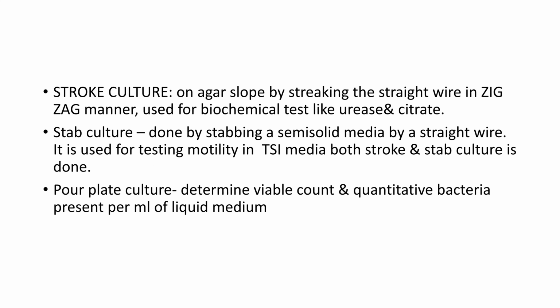Next is the stroke culture. On an agar slope, by streaking the straight wire in a zigzag manner, it is used for biochemical tests like urease and citrate. Next is stab culture. It is done by stabbing a semi-solid media with a straight wire, and it is used for testing motility. In TSI, that is the triple sugar iron media, both stroke and stab culture are done.